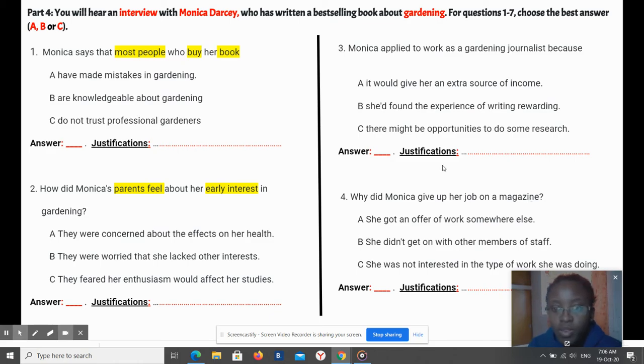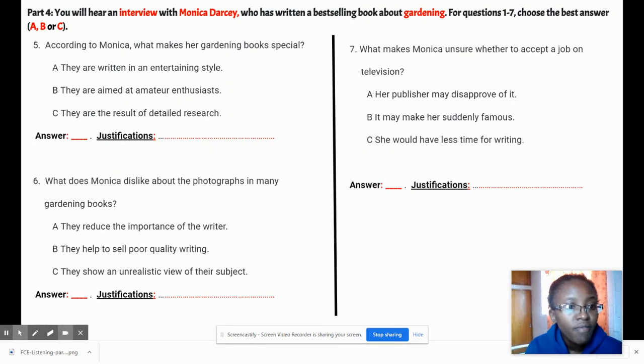And then the last ones, questions 5, 6, and 7. What makes a gardening book special? The keywords are gardening, book, special. 6: What does Monica dislike about the photographs in many gardening books? The keywords are dislike, photographs. 7, the final one: What makes Monica unsure whether to accept the job on television? The keywords are unsure, accept, job on television.